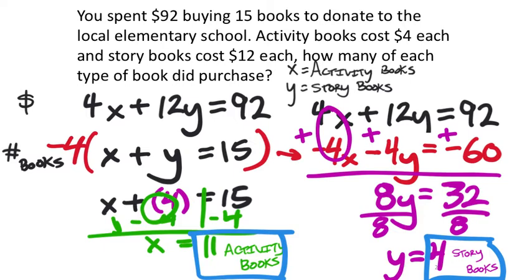So going back to the beginning, if you had said x is storybooks, y is activity books, the only thing that would have changed here is these letters. That's it.